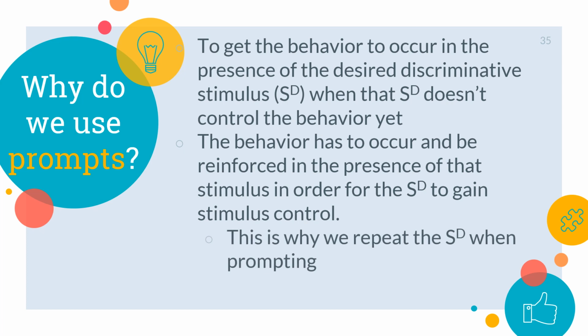This is why we repeat the instruction each time we prompt, so that when the child emits the behavior, it is in the presence of the stimulus we want to control the behavior, the instruction. If we only said it once and we had to go through 3 different prompt levels until the child did the correct response, the instruction may have been said 30 seconds ago, and it is unlikely that it will gain stimulus control.